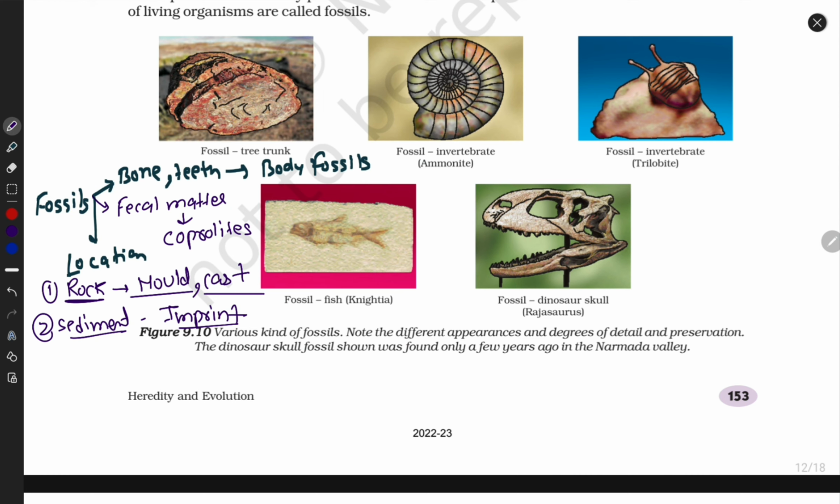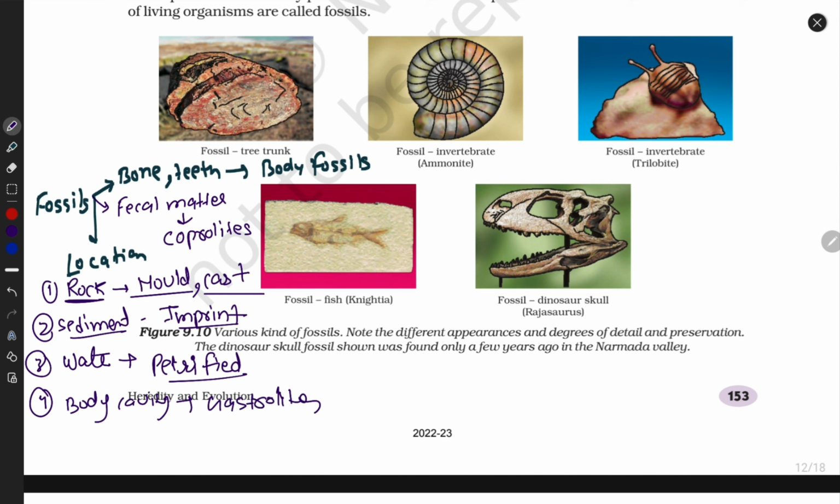Imprint, what is an imprint? It is like a footprint, a tunnel of an organism, like this. Third, if we find fossils in water, like a mammoth, these kinds of fossils are called petrified fossils. If we find only a body cavity, not the complete organism, these kinds of fossils are called a gastrolite. Remember this term? This is important from the exam point of view. Okay guys, remember this term.